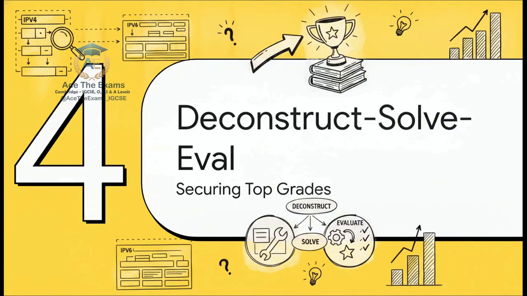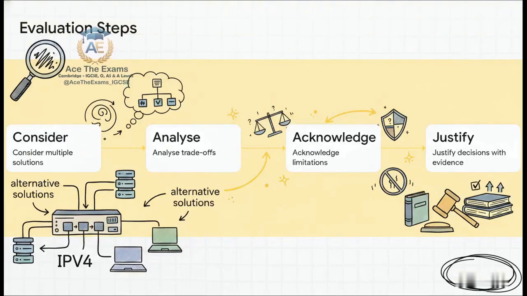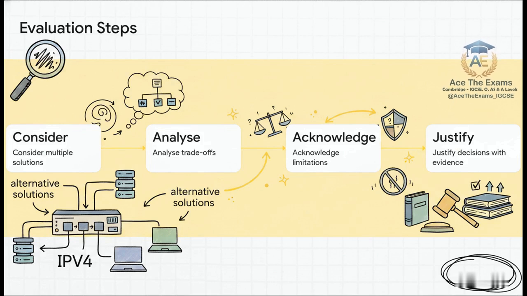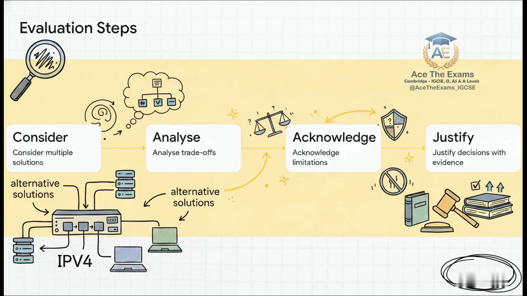All right, final round. Section 4, the Deconstruct, Solve, Evaluate method, securing top grades. This is where all our previous strategies build into the higher order evaluative thinking that truly secures top grades. To ace the critical analysis portions of Paper 2, especially when comparing IPv4 to IPv6 or evaluating different implementation approaches, you must use this specific method. And this brings us to rule number 3 of our system, the time management matrix. You have to budget your time to hit all 4 of these steps.